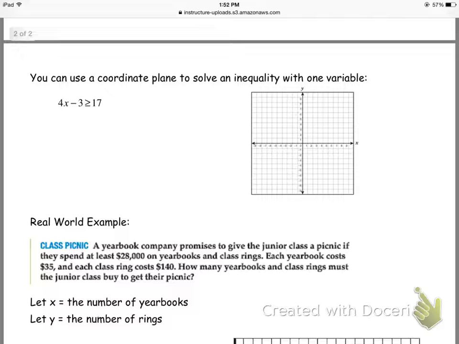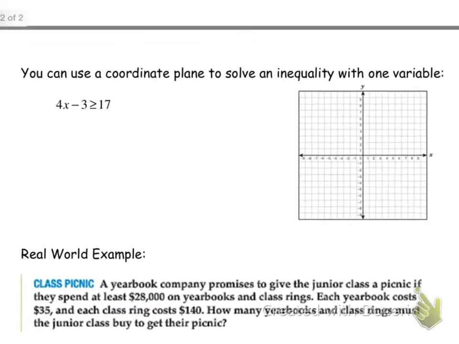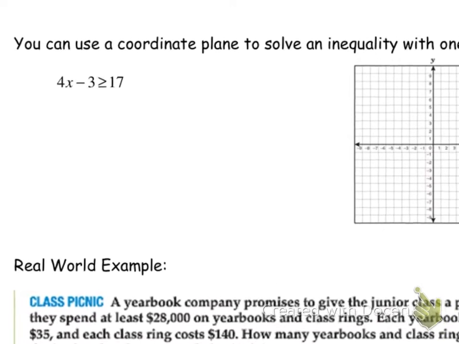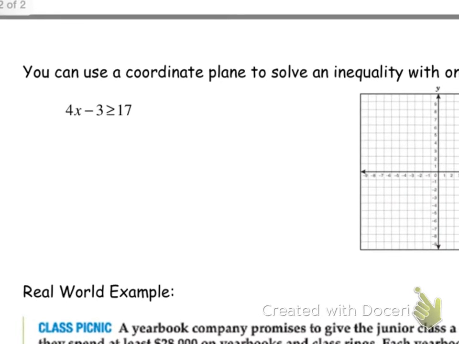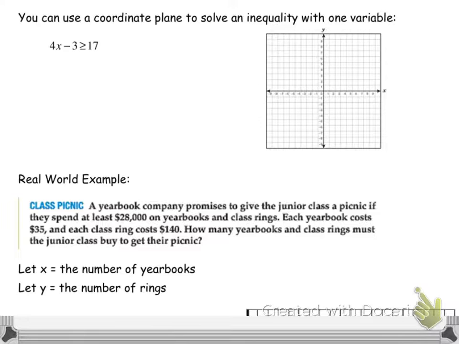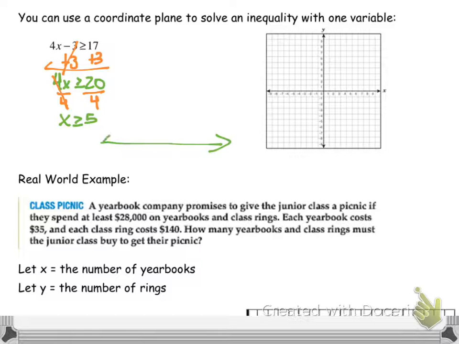Now you can actually even use a coordinate plane just to solve an inequality with one variable. So if we get our variable by itself, like here, you'll notice that there is no y, right? But it still can be an inequality. So if you just solve for x by adding 3 and dividing by 4, we get this inequality that x is greater than or equal to 5. Now normally, when we have that, we would usually think of a number line and think 4, 5, 6, and this was an open circle, or I'm sorry, closed circle, and since it's greater than, you shade it to the right.